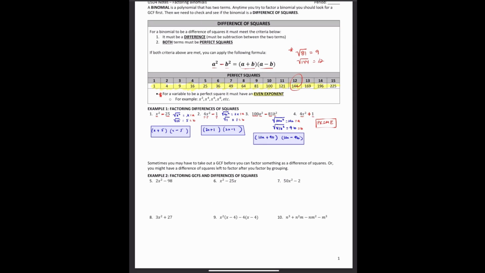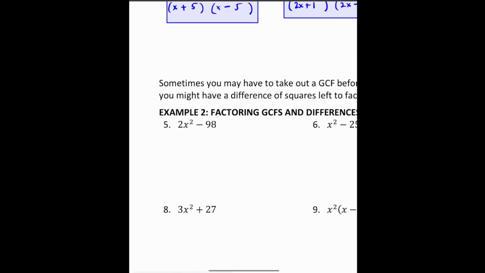Now moving on, sometimes you may have to take out a greatest common factor before you can factor something as a difference of squares, or you might have a difference of squares left to factor after you factor by grouping. So we're going to incorporate some of the factoring techniques that we talked about thus far. So let's look at number 5, 2x to the second power minus 98.